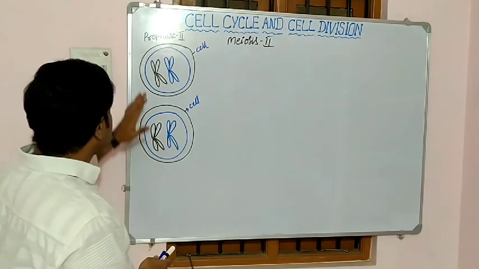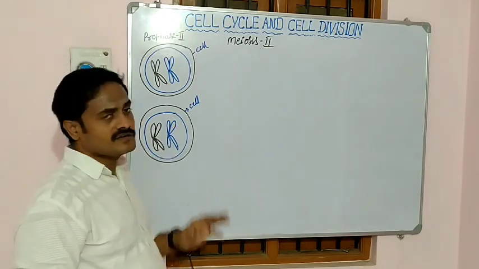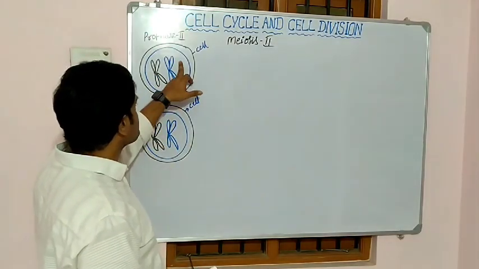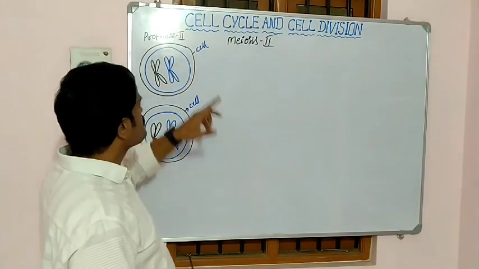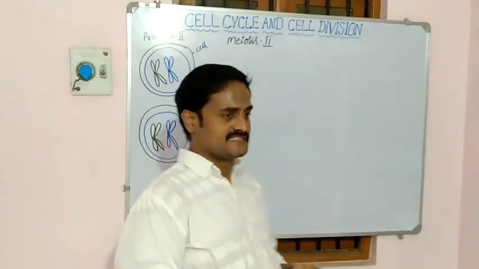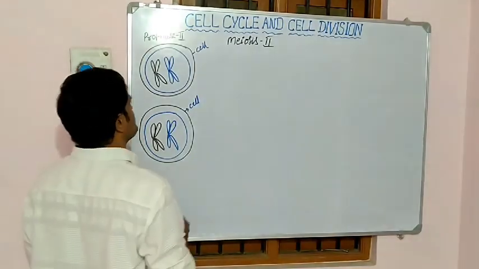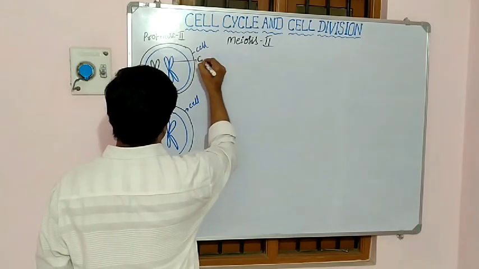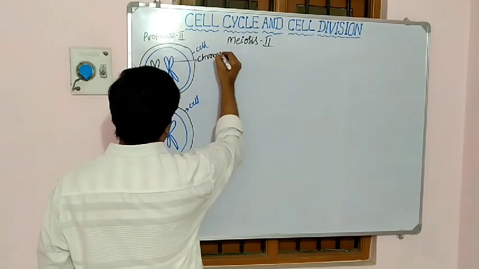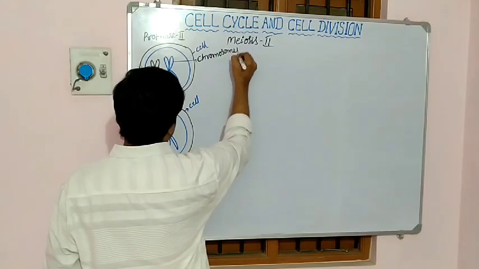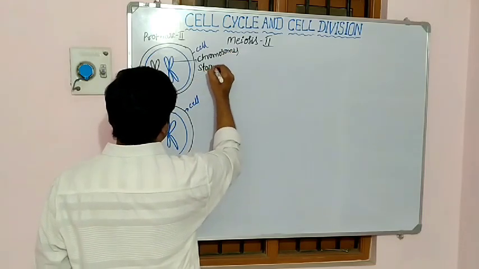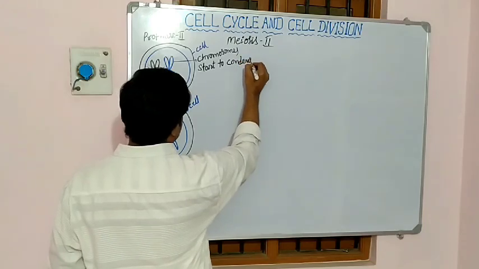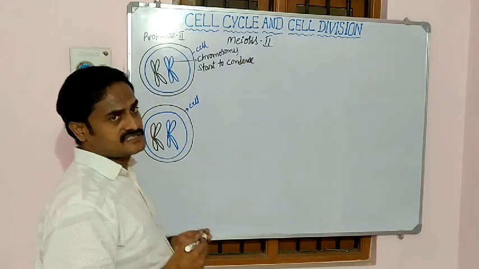So these two cells which are involved in meiosis 2, what will happen here? First, the chromosomes start to condense. Remember, the first change is that chromosomes start to condense. So that is the first change.